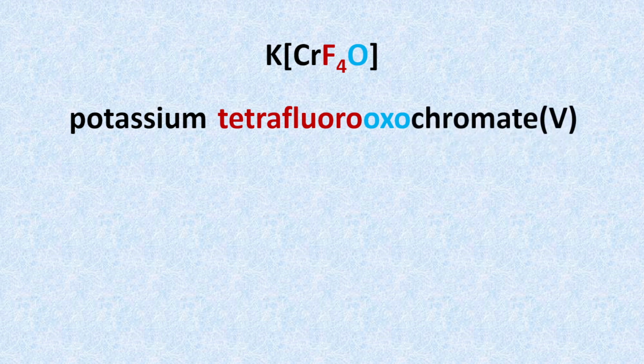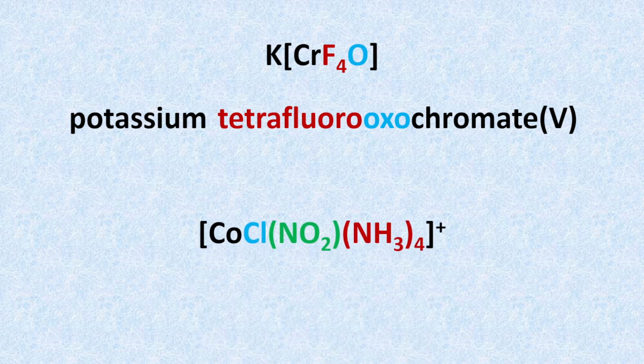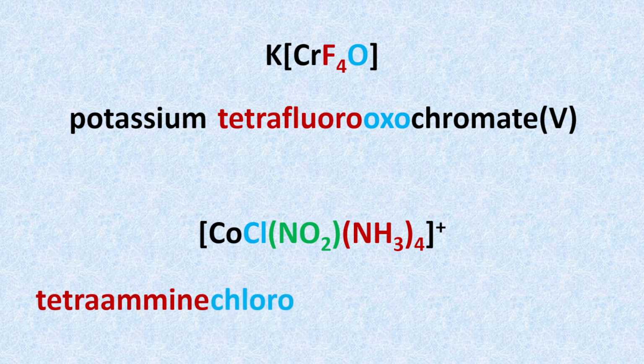The oxidation state of chromium based on the other ionic species is 5. So 5 in the Roman numeral is also added in parenthesis. In the second complex, we have three different ligands: chloro, nitrito, and amine. Alphabetically, amine will come first, then chloro, followed by nitrito.